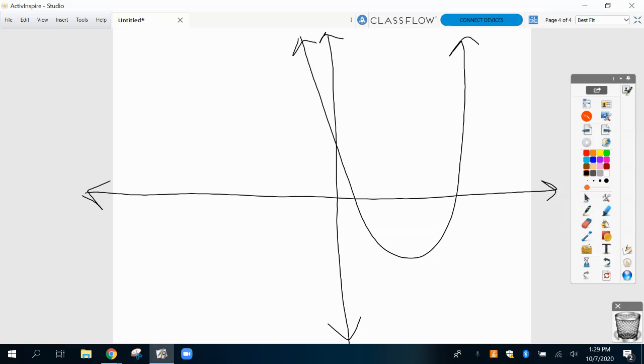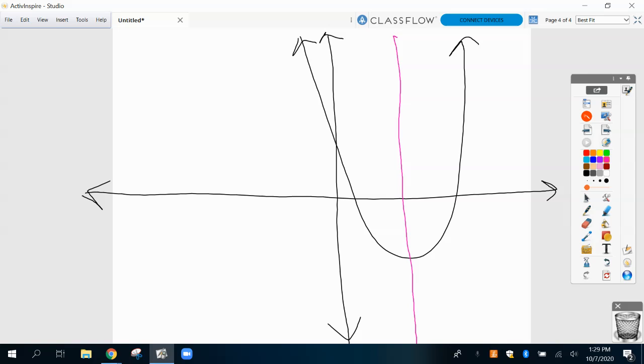So does this parabola open up or does it open down? We should have picked up, right? It's opening up like a U. To find the axis of symmetry when we're given the graph, we want to look for where the very middle of this graph is. That line that cuts the parabola in half is the axis of symmetry.